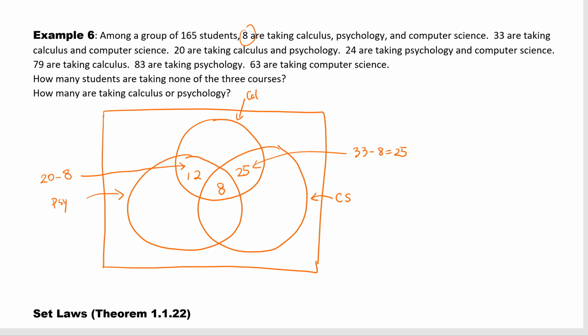Okay, next, 24 are taking psychology and computer science. So psychology and computer science is these 2 regions. But we know the middle region is 8. Then how do we find out this region? All right, so this region is 24 minus 8. Well, 24 minus 8, that is 16, right? So we know 16 students are taking psychology and computer science, but not calculus.